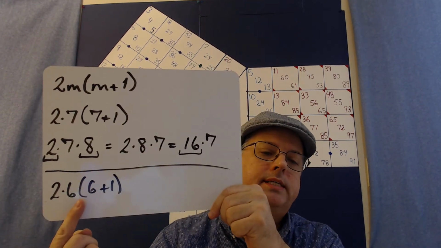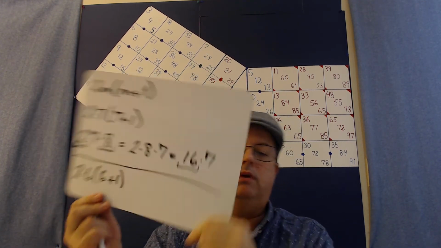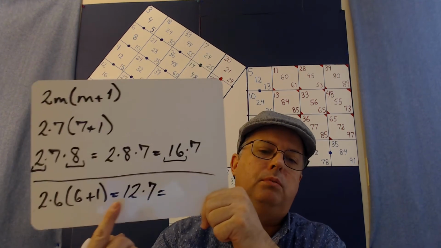All right, so now, of course, if the m value is even, you know, we say 2 times 6, and then we say 6 plus 1. Well, 6 is even, so we already have an even number times an even number. That's 12, and this is 7, you know.